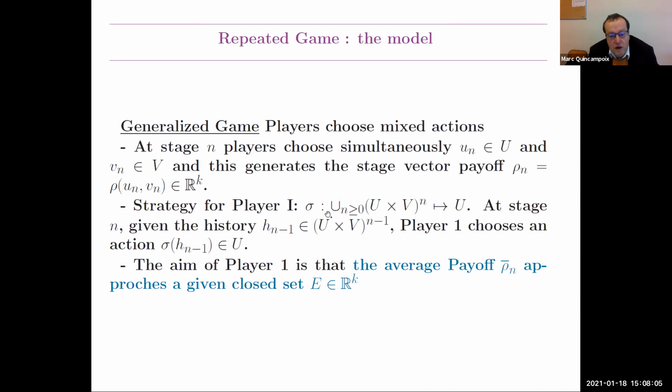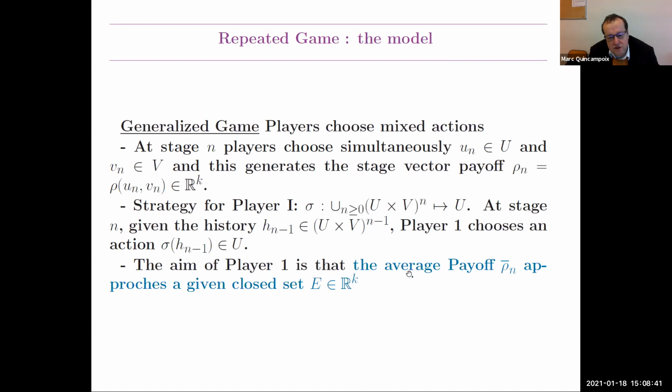So the strategy of player 1 is a little the same as previously. It is the history, it's now the union of N of U times V power N. Previously it was the union of N of I times G power N. And it's associated to a history Hn minus 1, an action which is in the simplex U, and I denote it like this. So it is a little generalization of the first model because we have mixed actions.